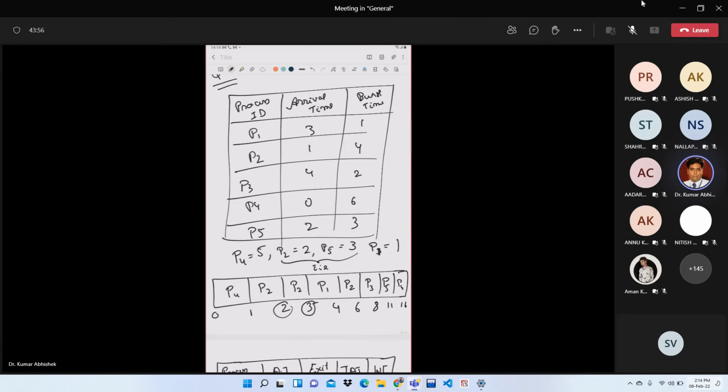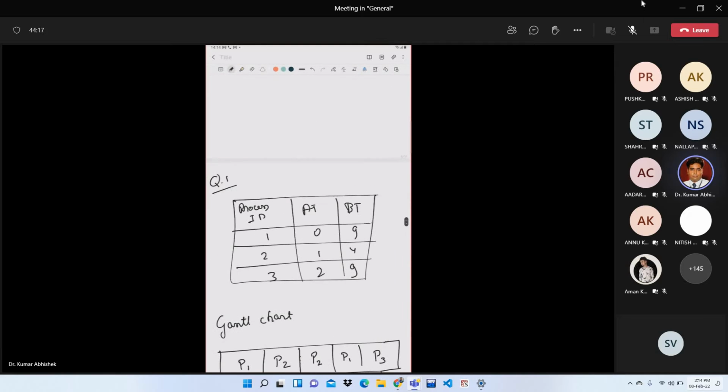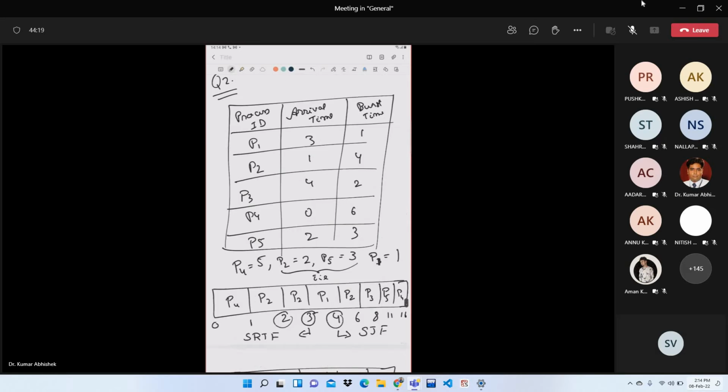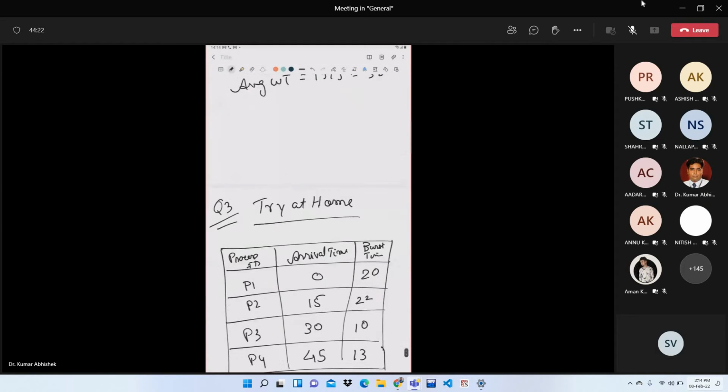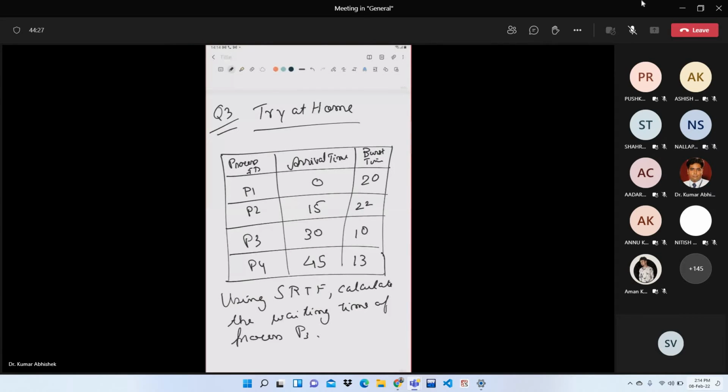And from time 4 onwards, what will happen? This will be SJF, yes or no? Yes, sir, it will be SJF. Till time 3, what is it? It is SRTF. Okay, question number 2 and question number 1 were asked in GATE. These are GATE questions. Have you written this one? Yes, sir. Okay, now next we move to round robin.